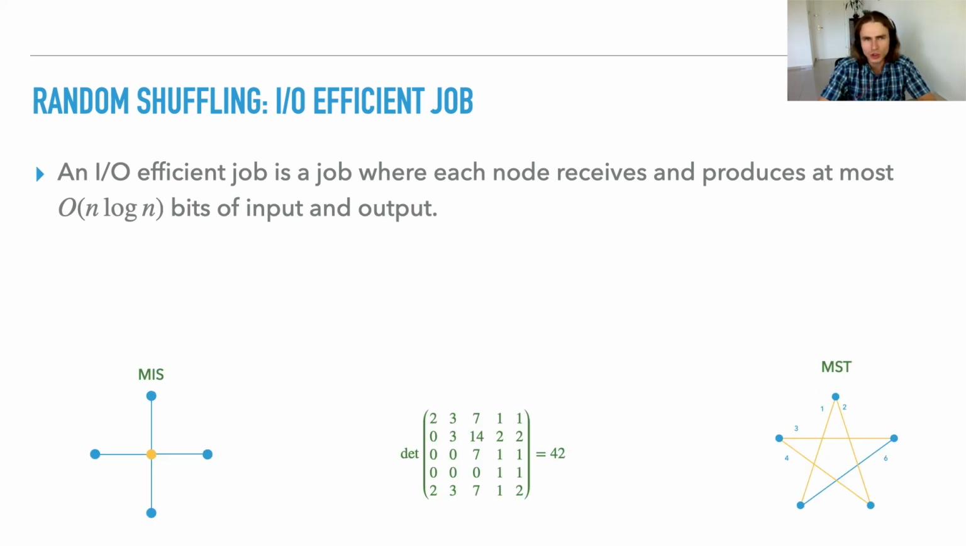Notice that this assumption holds for almost all studied algebraic problems, where each node is given a row and column of a square matrix. It also holds for many of the graph-related problems, where a node is given at most n adjacent edges and produces n log n bits of output. For example, in the maximal independent set problem, each node outputs a single bit indicating whether this node belongs to the set or not. In the minimum spanning tree, each node outputs a subset of its adjacent edges that belong to the tree.